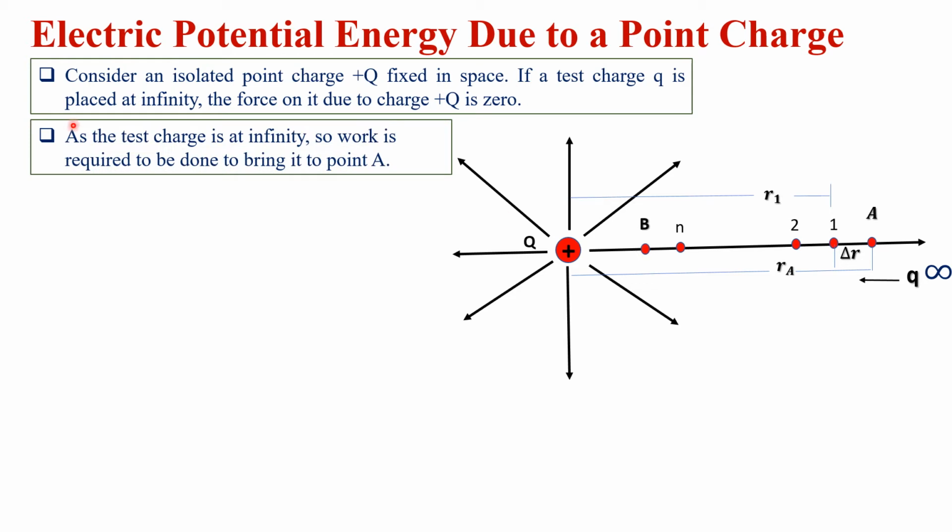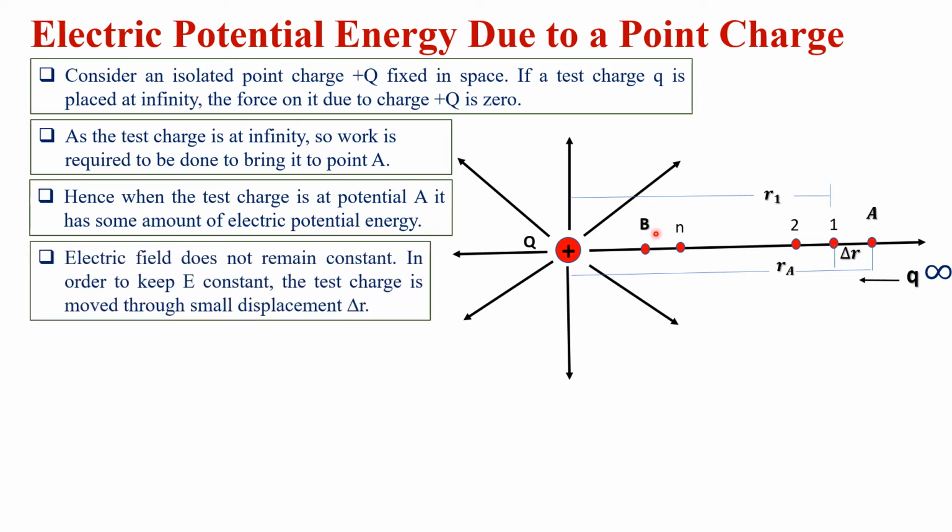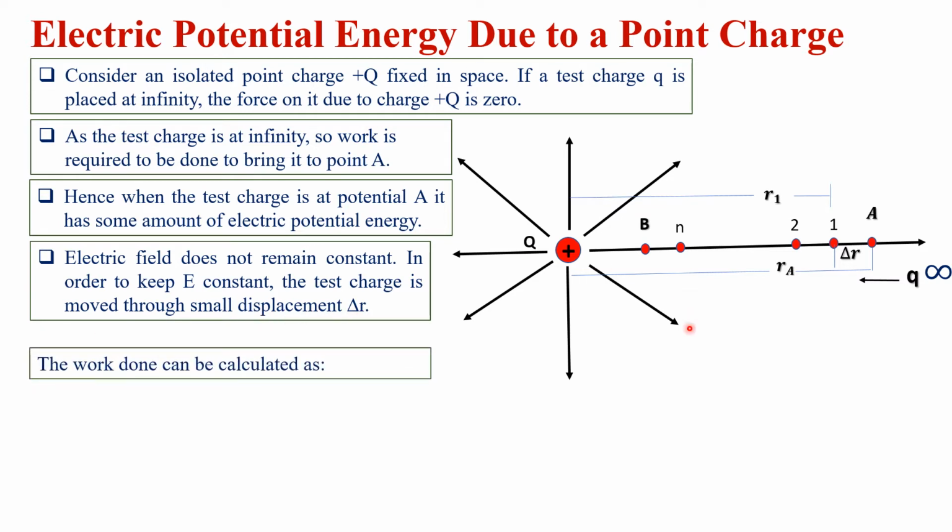As the test charge is at infinity, work is required to bring it to point A. Hence, when the test charge is at point A, it has some amount of electric potential energy. Because it is near the field of this point charge, the electric field does not remain constant. In order to keep electric field intensity constant, the test charge is moved through small displacement delta r. We have divided the distance from A to B into small paths to keep the electric field intensity constant.